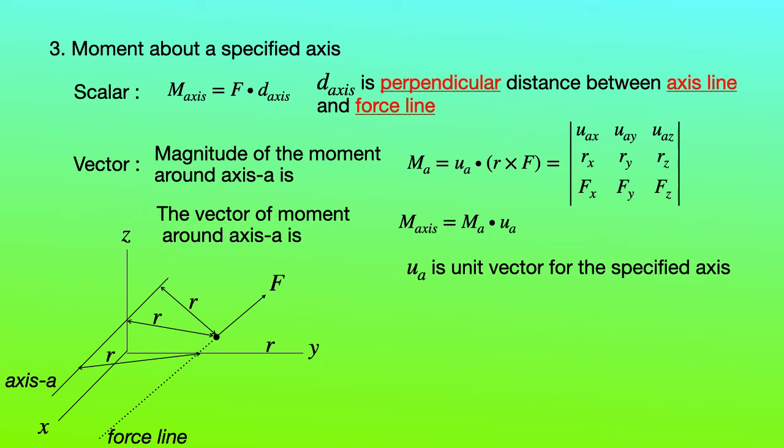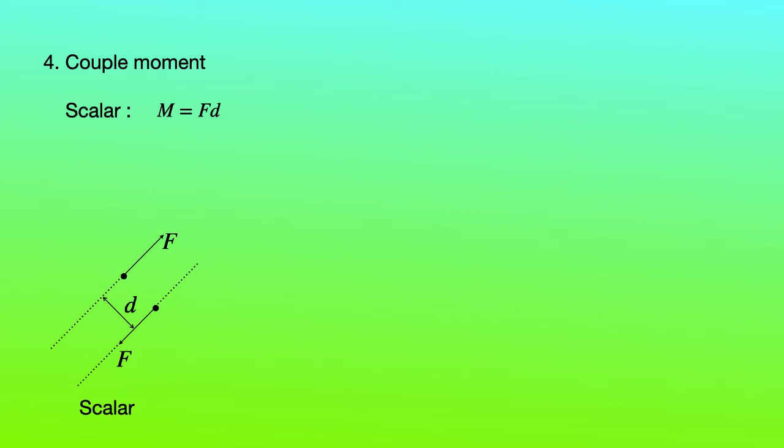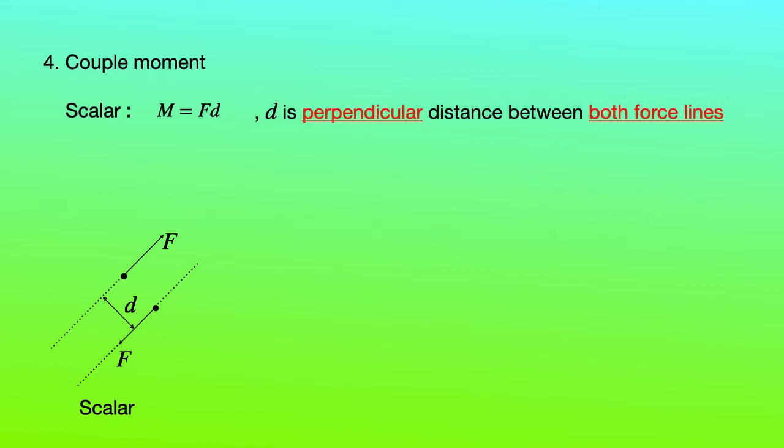So U_A is the vector for the specified axis, r is the position vector between any point on the axis and any point on the force line, and F is the force vector. Next is couple moment. By scalar, we define the couple moment M equal to F times d, where d is the perpendicular distance between these two force lines. The forces must be parallel, with the same magnitude but opposite direction. So that is the condition of the couple moment.